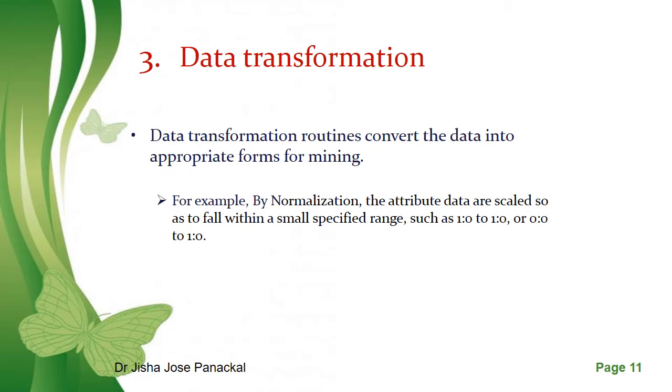Next one is data transformation. Data transformation routines convert the data into appropriate forms for mining. So this is the format changing. We are changing the format into some standard format like that. For example, normalization is a process of data transformation. By normalization, the attribute data can be scaled so as to fall within a small specific range. For example, -1.0 to 1.0, 0.0 to 1.0, etc.